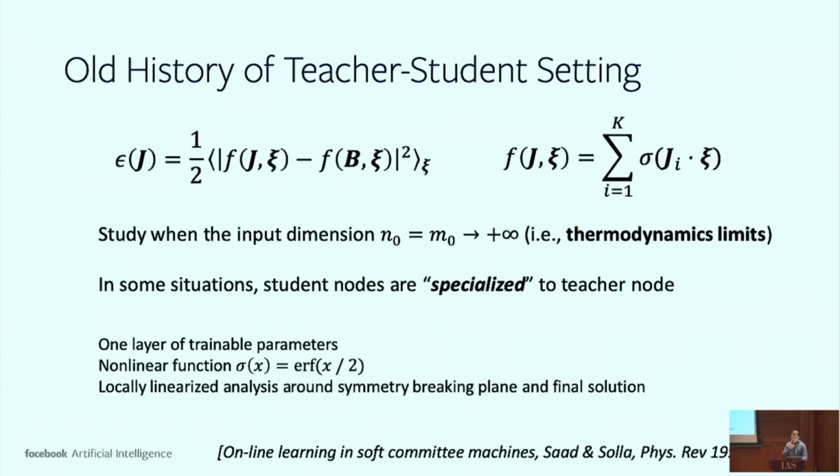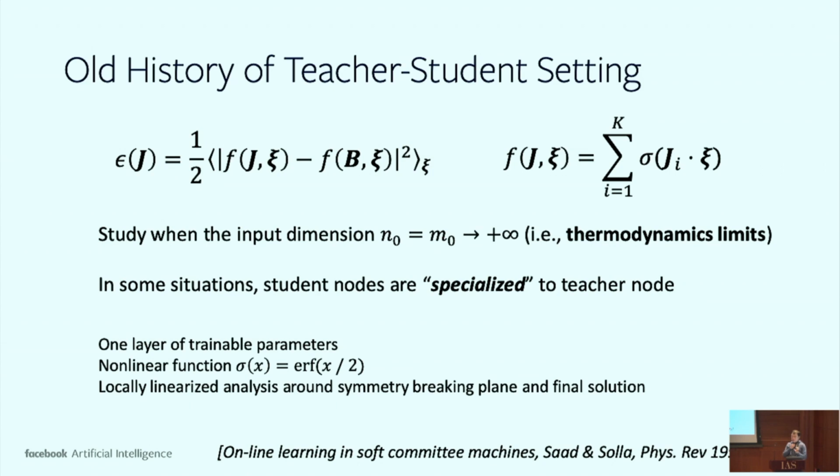In 1995, there's a paper, Online Learning in Soft Committee Machines, by Saad and Solla, and they already studied this kind of setting, but in the one-layer trainable parameter case. The basic assumption is that you put the input dimension to infinity, which is what is called the thermodynamic limit, and in these cases you're going to see interesting properties. For example, if you further assume that the activation before the nonlinearity is Gaussian distributed, then you can actually solve the problem in analytical form.